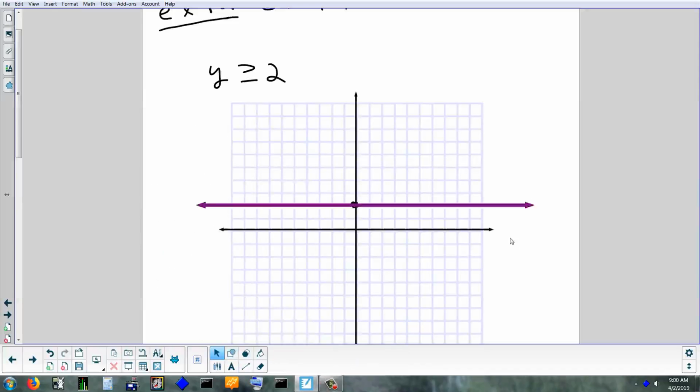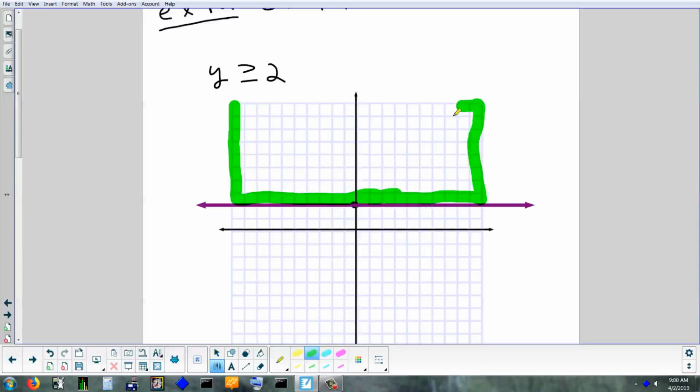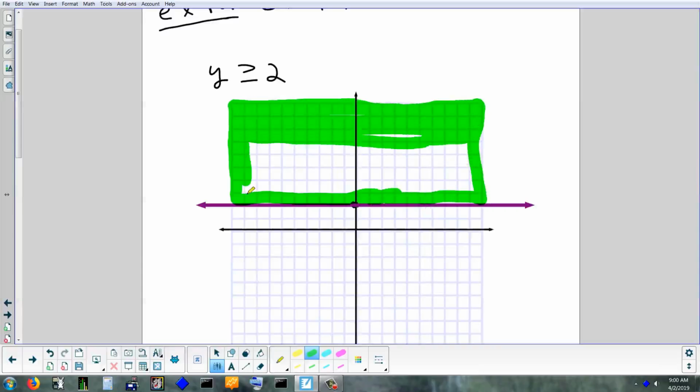What's the last thing I have to figure out? If you have to shade it or not. So what do you think? Above or below? It's a greater than, right? So where would the numbers that would be greater than be? Above it or below it? You want the numbers that are greater than, so you're going to shade above. Again, if you forget, I always think of these like that to myself. I'm thinking, okay, where would all the numbers be that are greater than 2? It would be above the line.